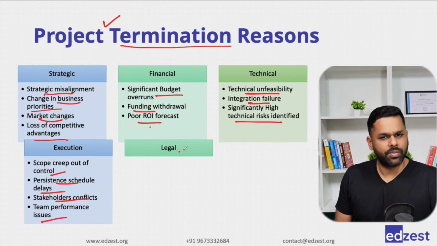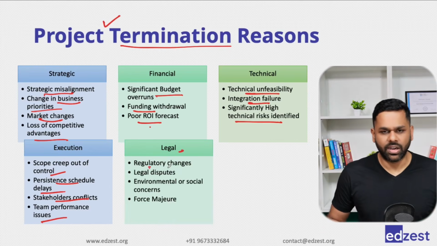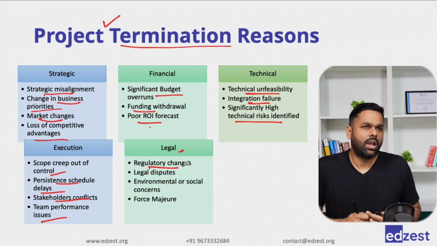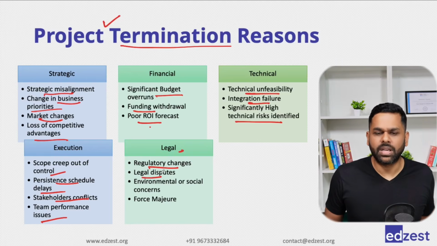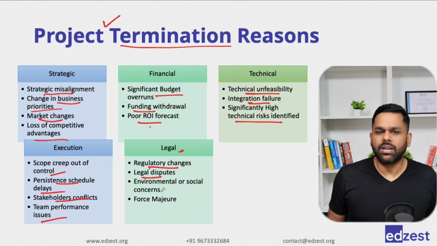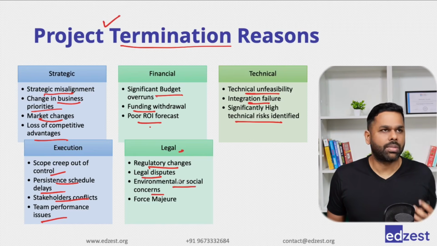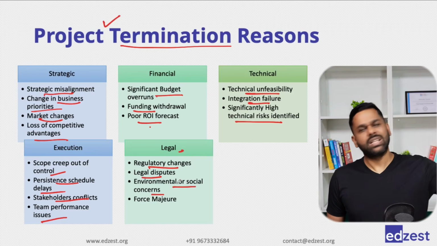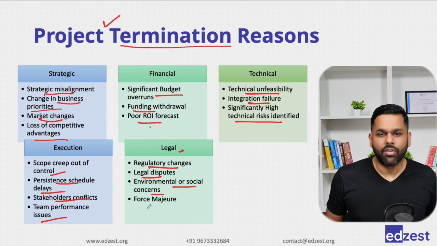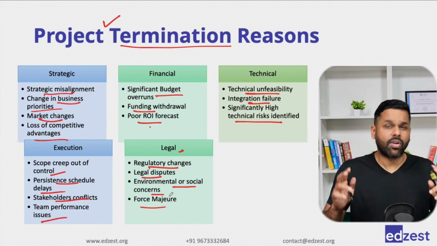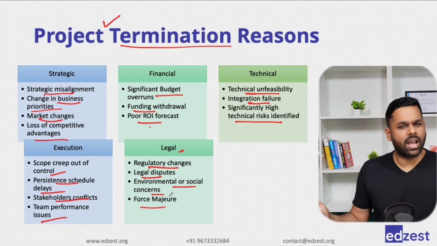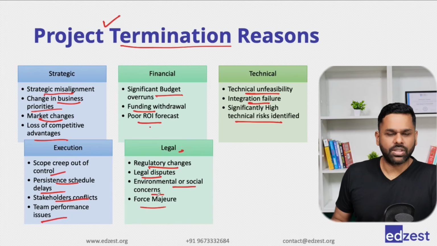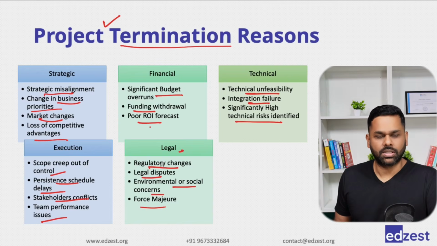Legal ways also, we may need to terminate the project. Any regulatory changes that make the project no longer important. Some legal disputes from the competitors or anybody. Environmental or social concerns have been raised, and because of which the governing bodies have asked us to close the project. Force majeure events, which is an act of God, some kind of flood, some kind of COVID situation, or another epidemic, because of which we may have to close the project.